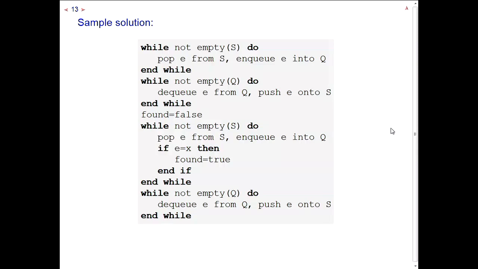And then the second part is I wanted to find an element now by doing exactly the same thing. And this has been done with the help of this variable found, a flag set to false. If while I was popping and enqueuing elements I found X, then I just set found to true. And this is how you would, in principle, translate this English description into something which is not like the C program that you could also implement, but more formal than the English description.